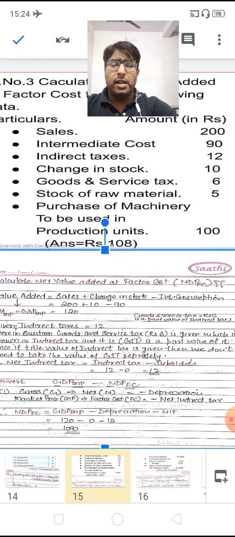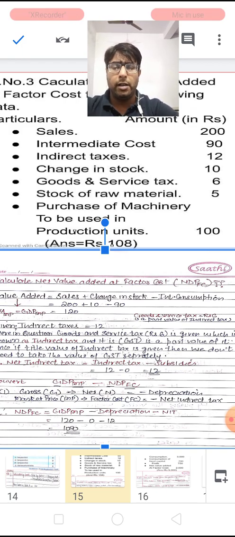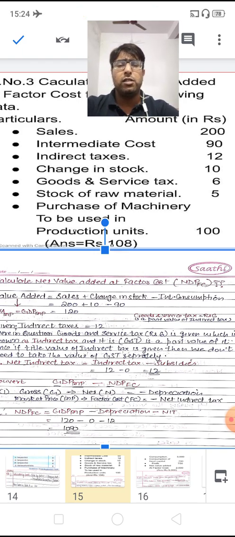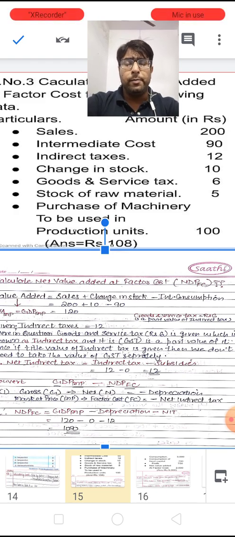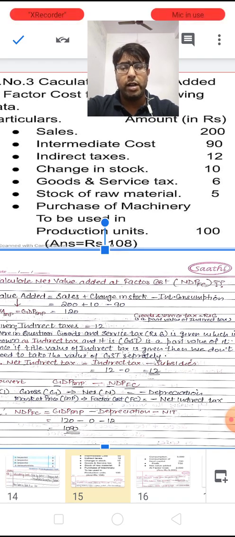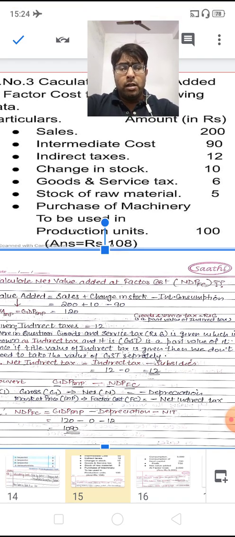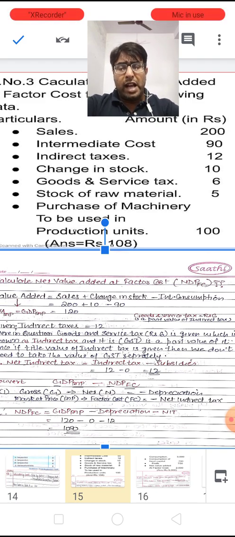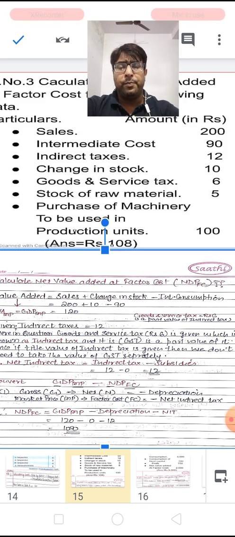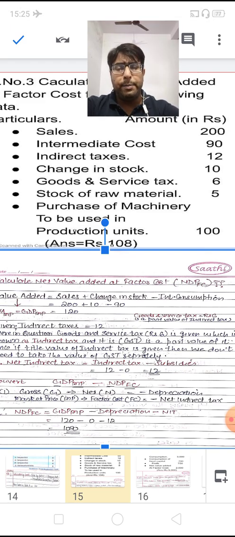Now as I already made clear, once we summarize, in place of gross value added we can write GVAMP, or we can also write GDPMP. So we have already got the value of GDPMP, which is 120 rupees. Now we have to convert the value of GDPMP to NDPFC. You convert it yourself.